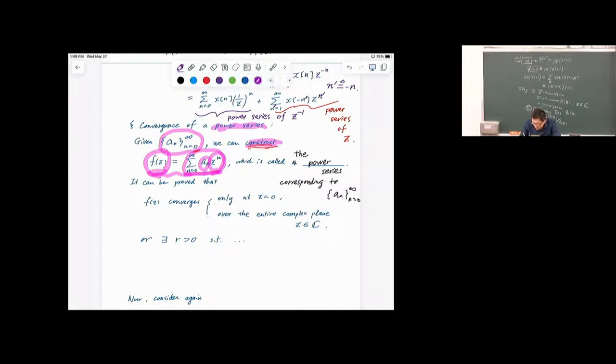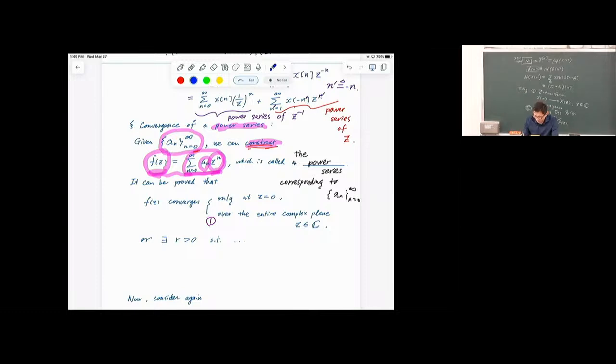The first case is that we are super lucky: for a given a of n, it turns out that this f of z, when we write it down, converges over the entire complex plane. That is, whatever z we plug in, the series is always well-defined. The series converges. That's the most lucky case. For certain sequences, this is possible. So case number one, the summation can converge over the entire complex plane.